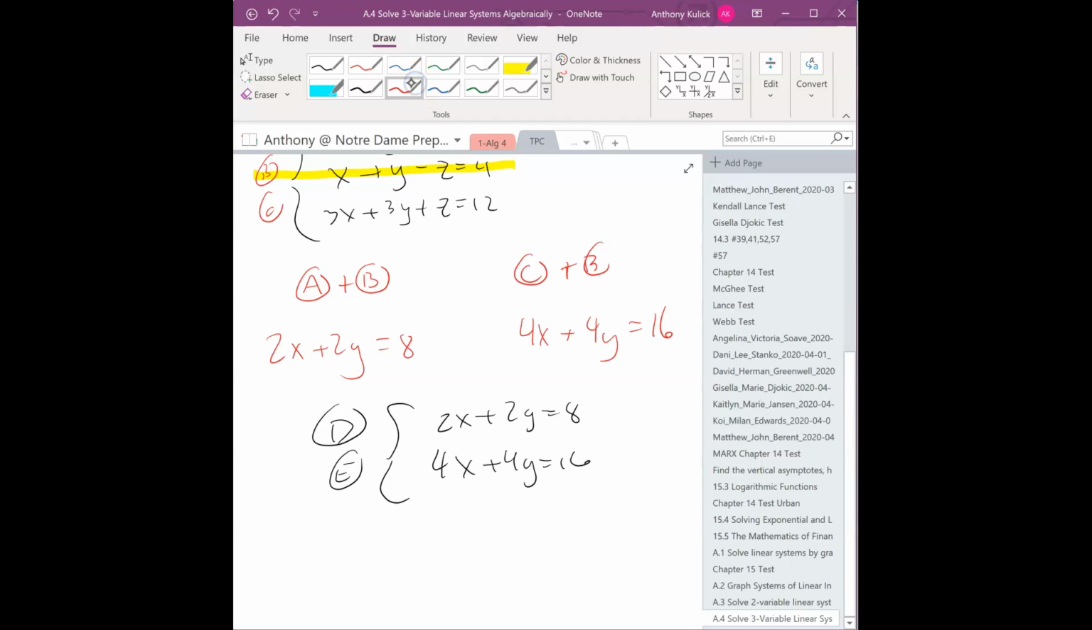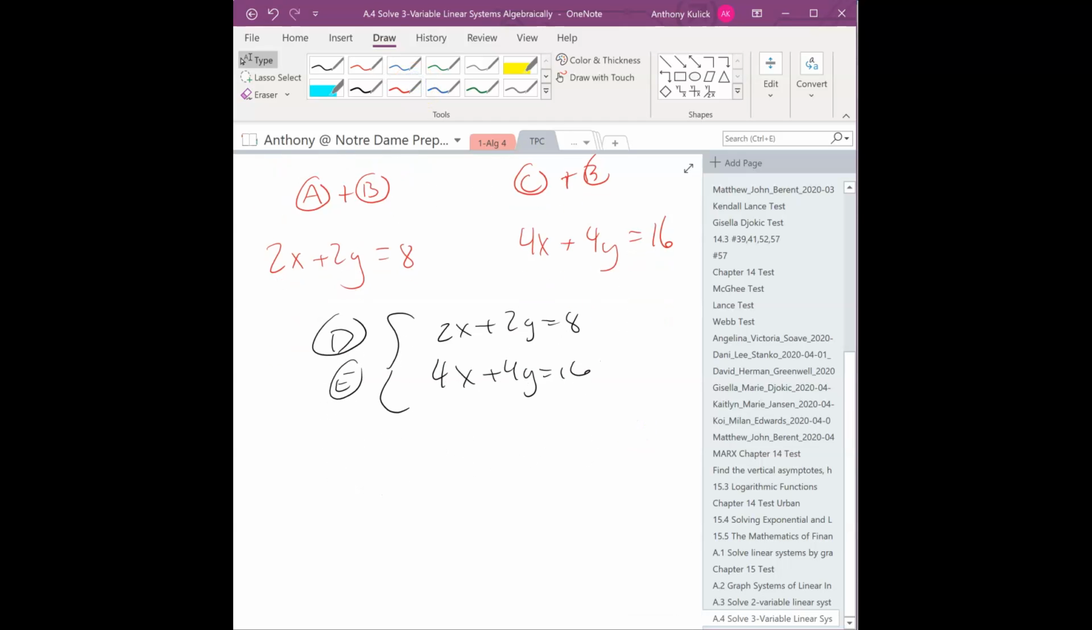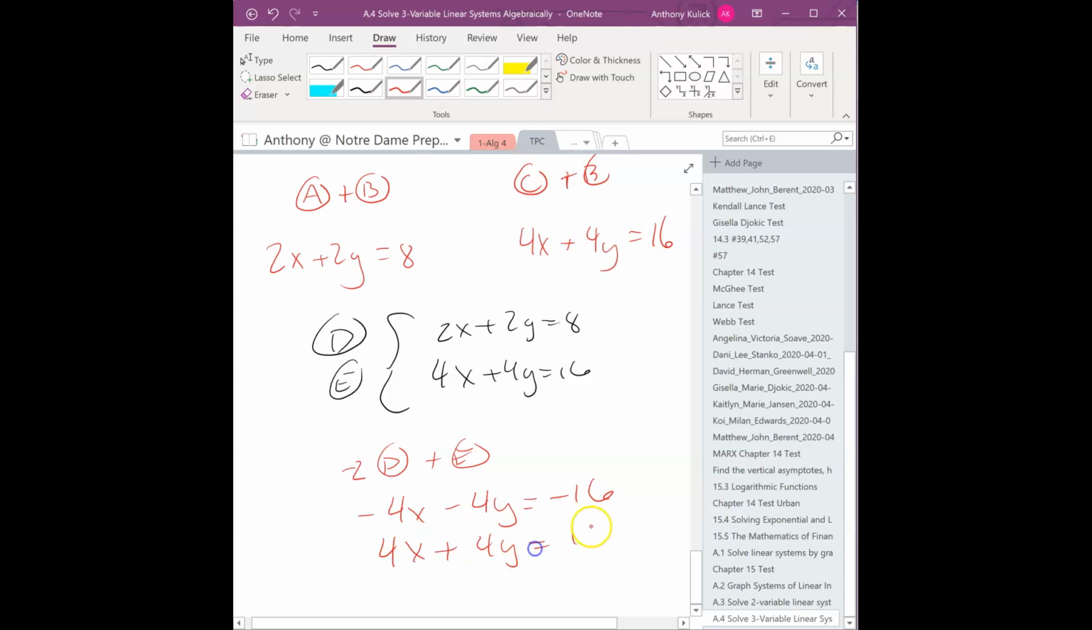So I'm going to solve this system by elimination. Let's eliminate the x's. To eliminate the x's, I need to get these x coefficients to be opposite. So the least common multiple of 2 and 4 is just 4. So I'll just do negative 2 times D plus E. So it's going to be negative 4x minus 4y equals negative 16. And then E is just this.